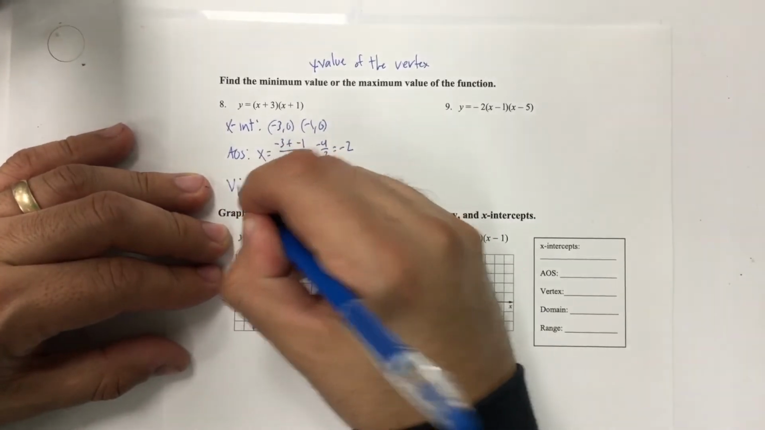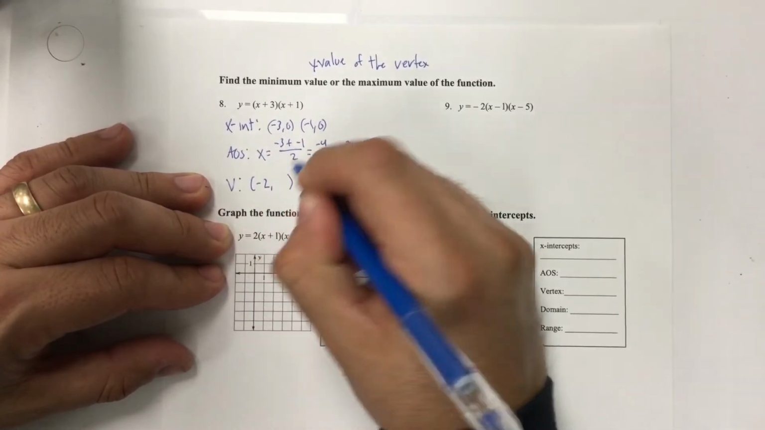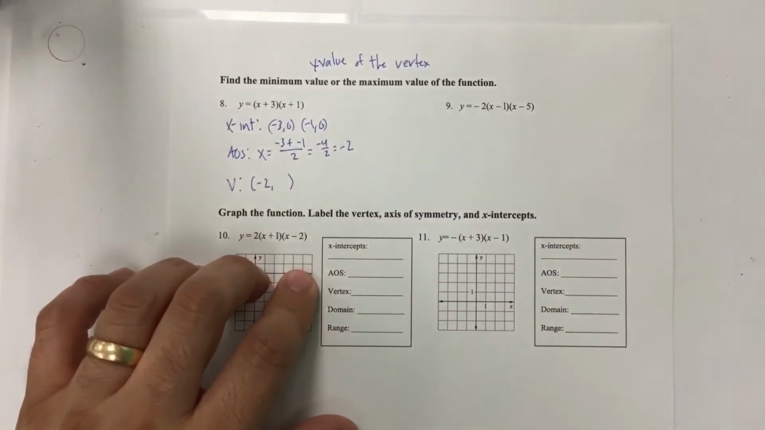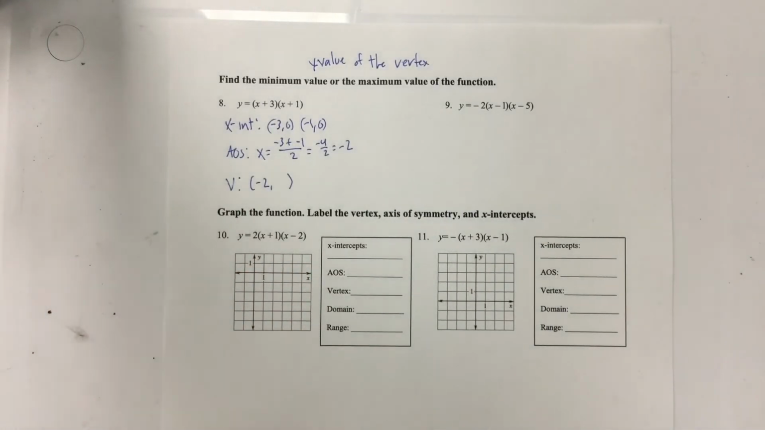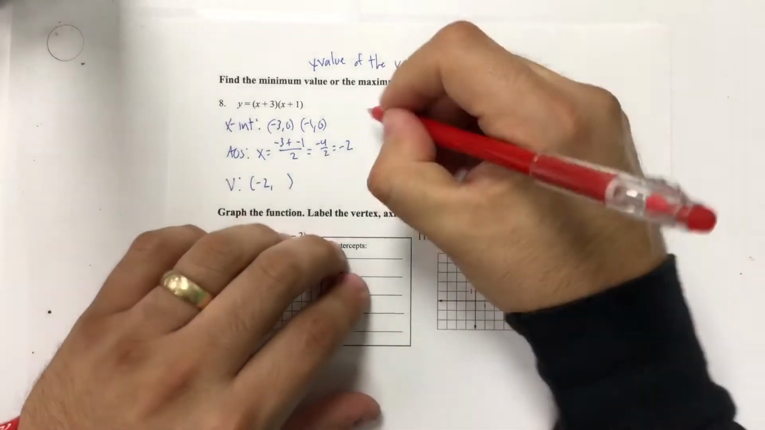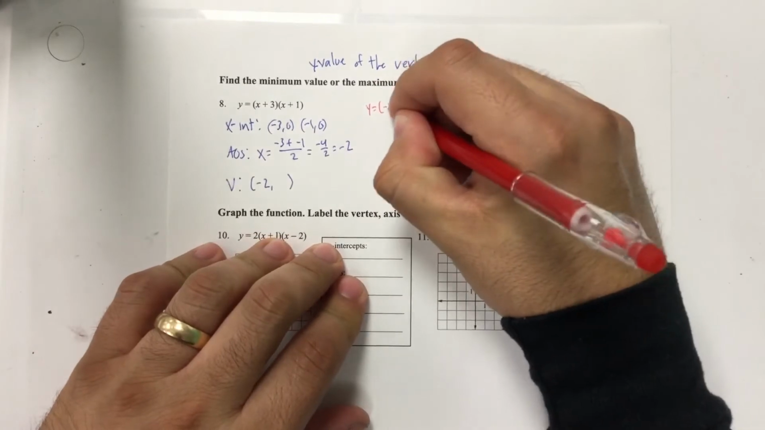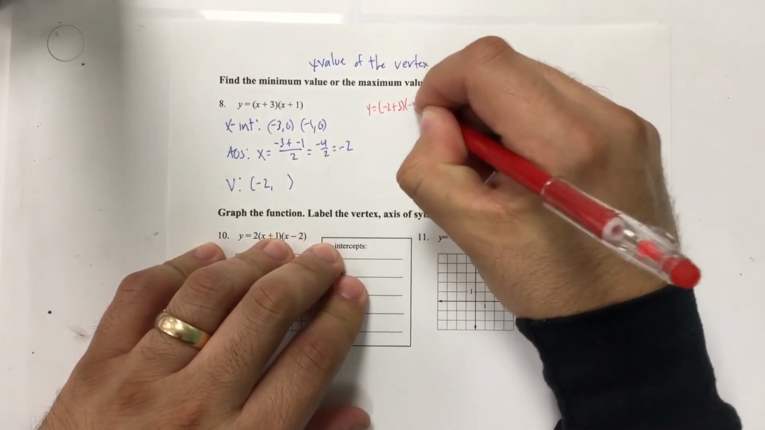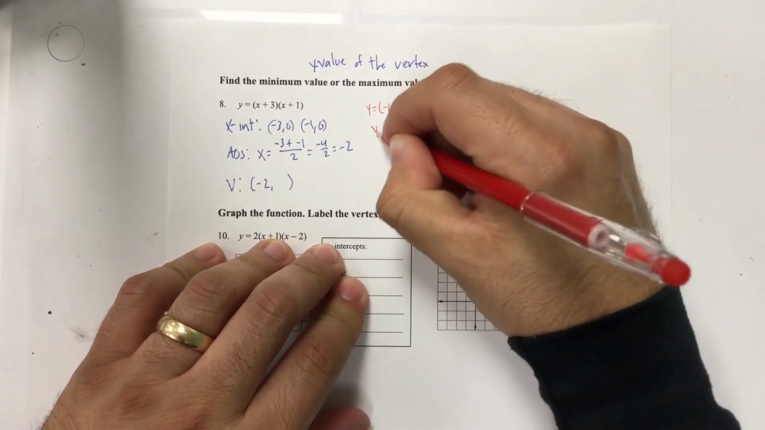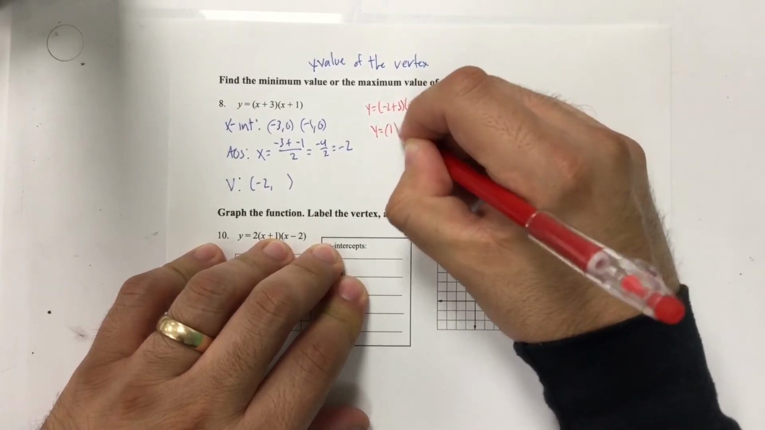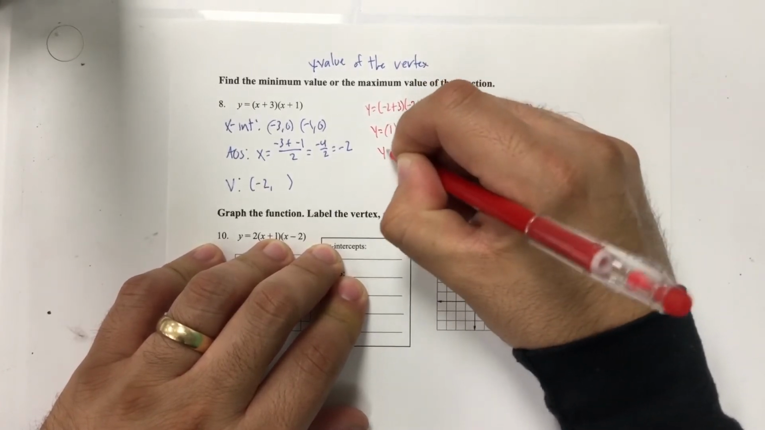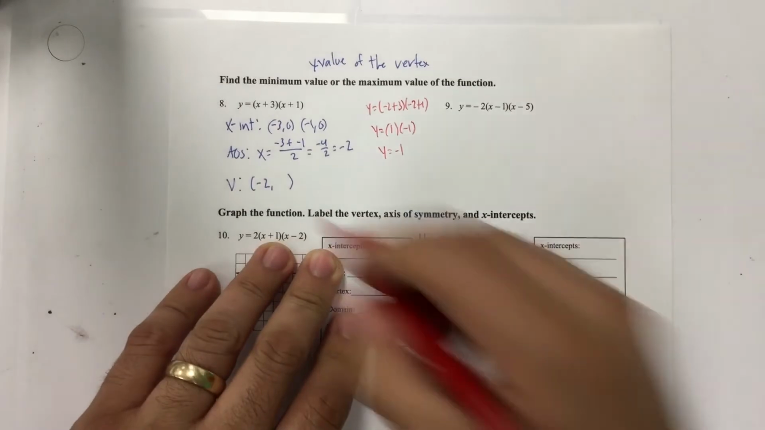And last, for my vertex, we know the x value is negative 2. And we're just going to plug it into this function here. So we get y equals negative 2 plus 3 times negative 2 plus 1. So y equals 1 times negative 1, so y is equal to negative 1.